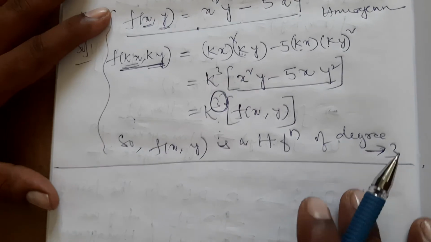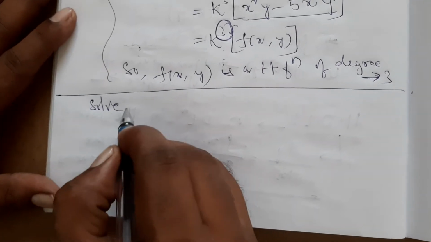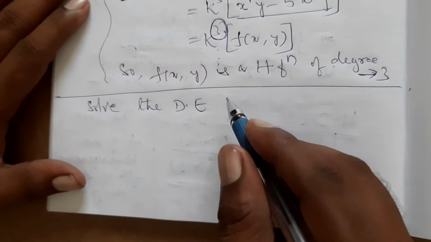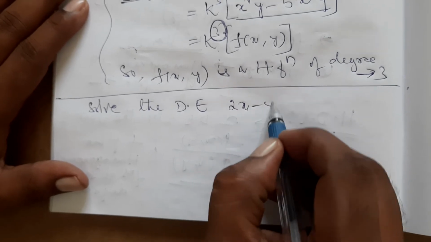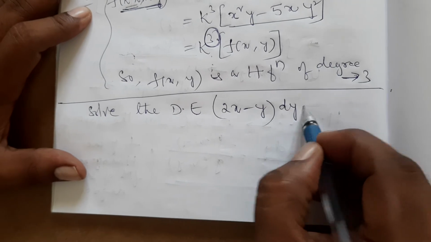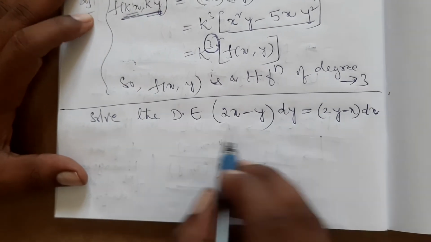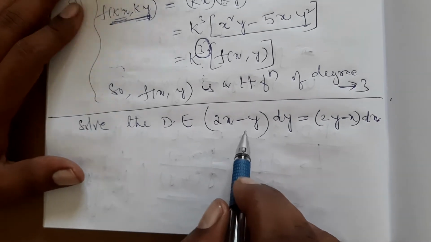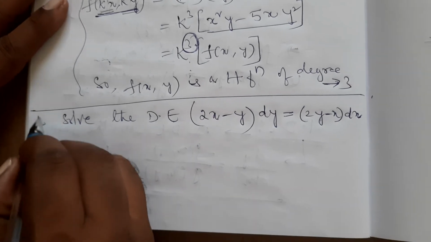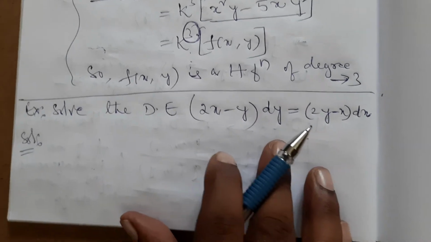Now, how can you solve a homogeneous differential equation? Here they will give: solve the differential equation (2x minus y) into dy equal to (2y minus x) into dx. Once again, (2x minus y) into dy equal to (2y minus x) into dx. This is one example.